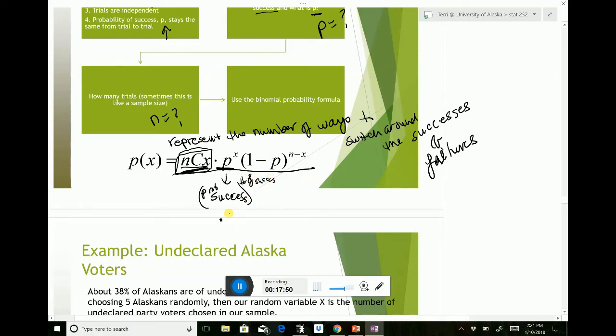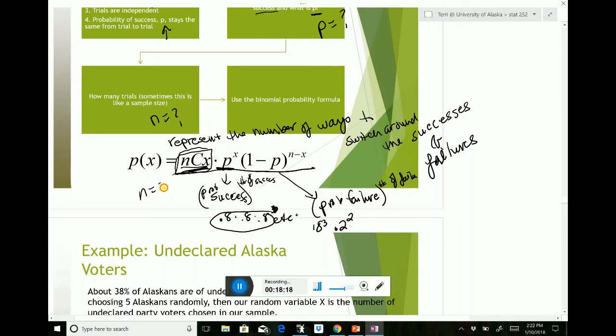So, 0.8 times 0.8 times 0.8, etc. If you want 3 successes, you need 3 of those multiplied together. This is your probability of failure, 1 minus p, to the number of failures. So if you're going to have 3 successes, so 0.8 cubed, you need 0.2 to have the rest of them. So if we say this is n equals 5, you want 0.2 for the rest of them.